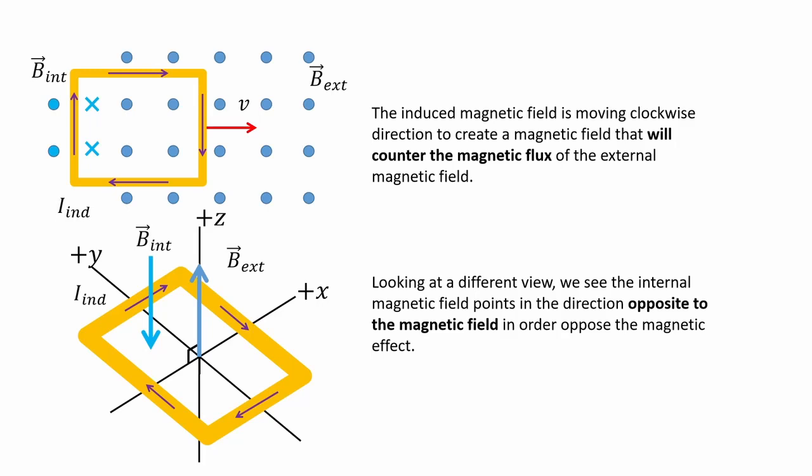The induced magnetic field is moving clockwise to create a magnetic field that will counter the magnetic flux of the external magnetic field. Looking at a different view, we see the internal magnetic field points in the direction opposite to the magnetic field in order to oppose the magnetic effect.